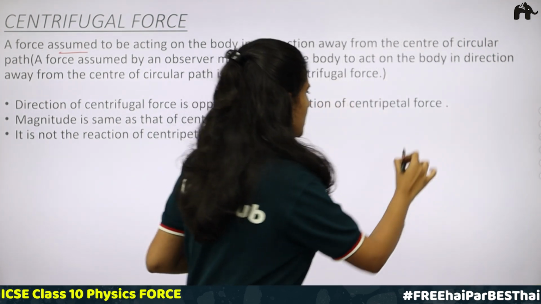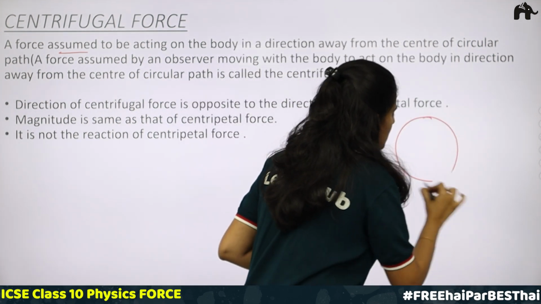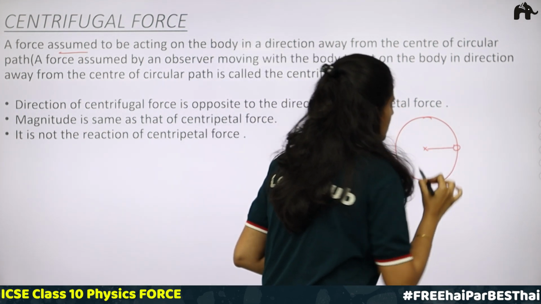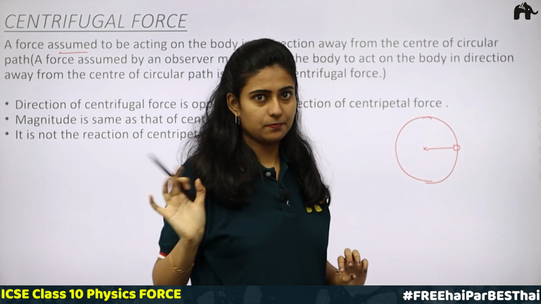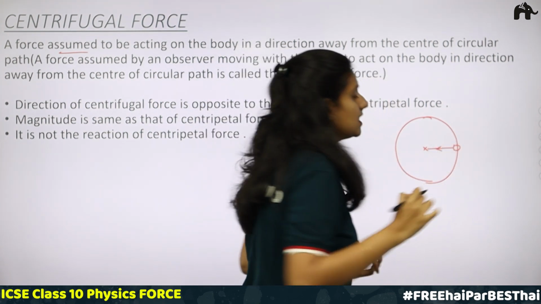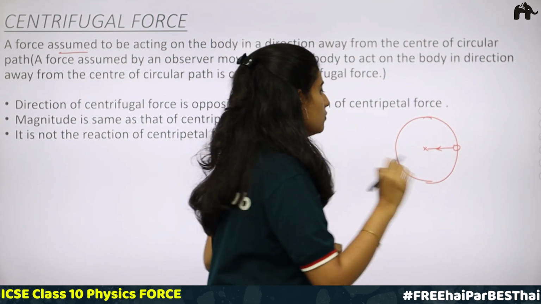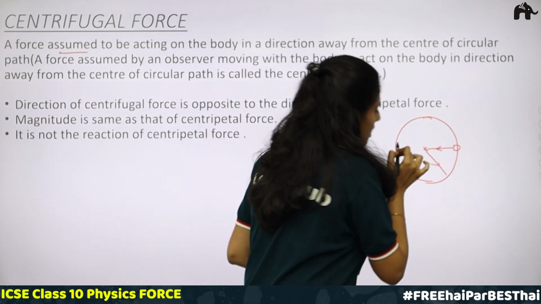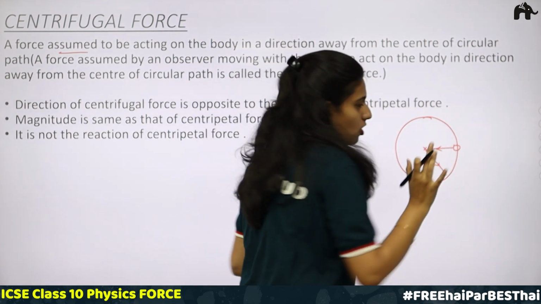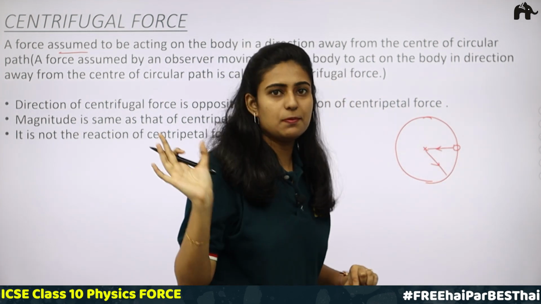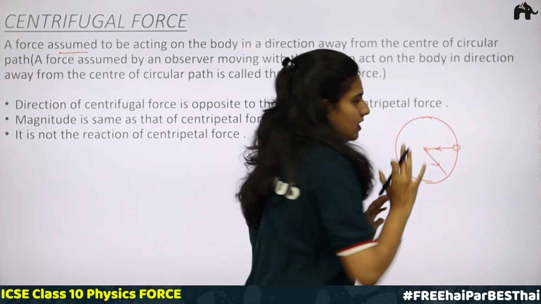We have studied that centripetal force is a force experienced by a body towards its center and this force helps the body to move in the circular path. This is the direction in which centripetal force acts. Now, when it comes to centrifugal force, the force is in the opposite direction. You cannot say that it is on the body, but it is a force that is in opposite direction to the centripetal force.